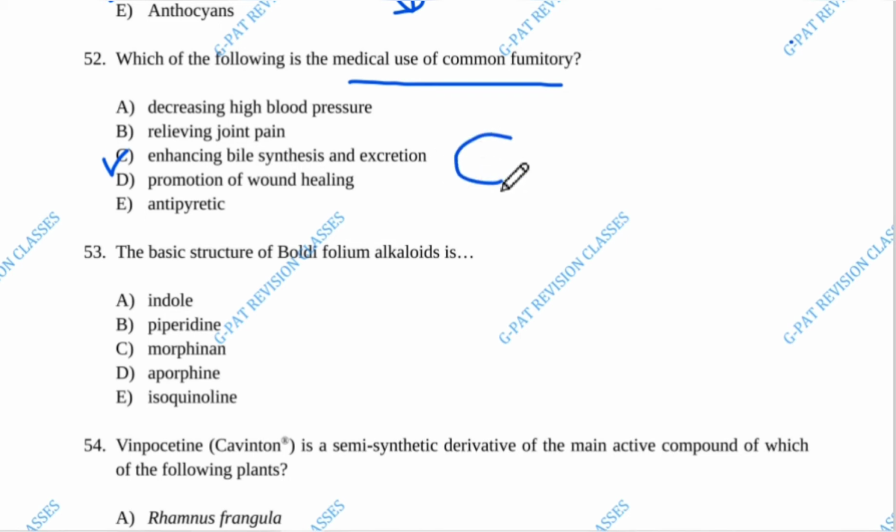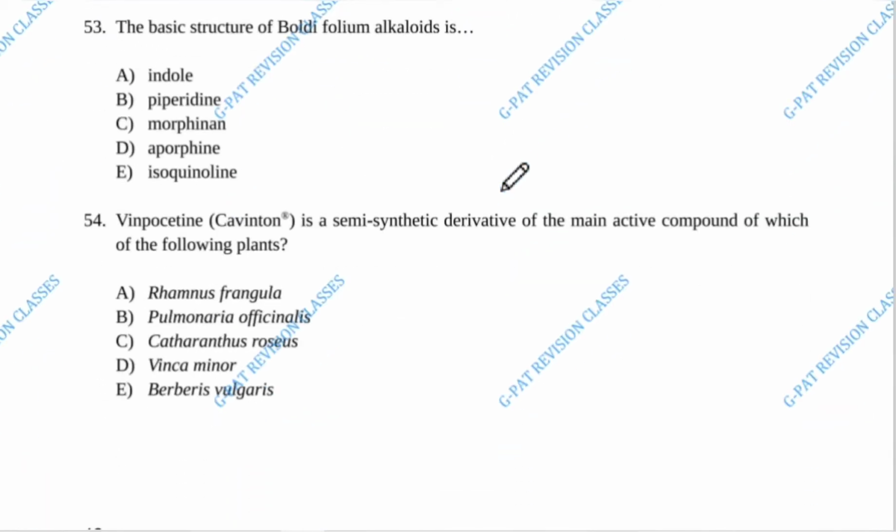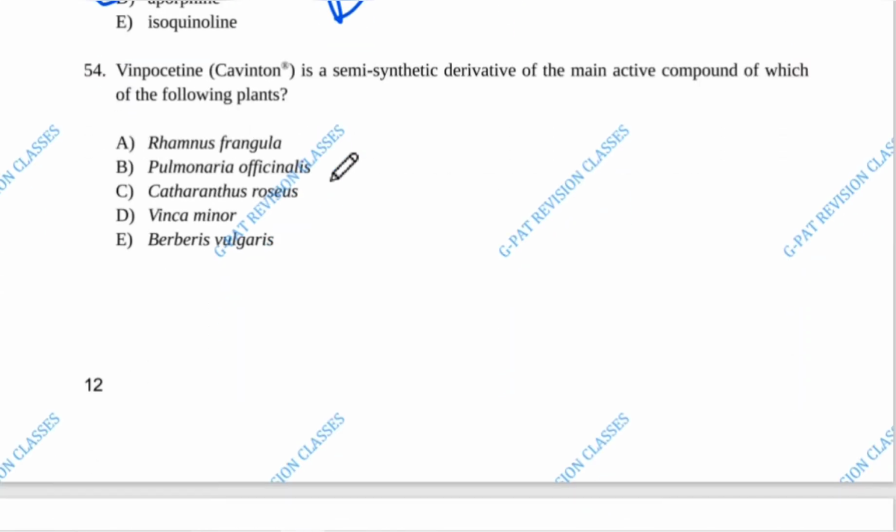Next is question number 53: the basic structure of boldo folium alkaloid is? The answer is D, aporphine. Next is question number 54: vinpocetine is a semi-synthetic derivative of the main active compound of which of the following plants? The answer is D, Vinca minor.